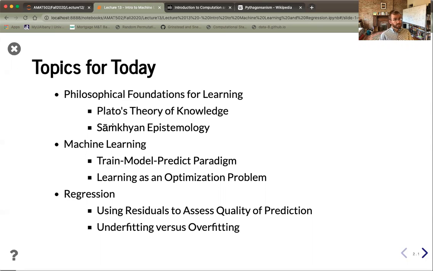Once we get into machine learning, I'm going to outline the two main principles of machine learning. And here I'm going to rely heavily on our book by John Guttag, where we emphasize the train model predict paradigm. And then we move on to view learning as an optimization problem. Finally, we specialize in the case of regression, which is something that some of you are familiar with from using just basic statistics. And we'll get into some of the issues that appear there.